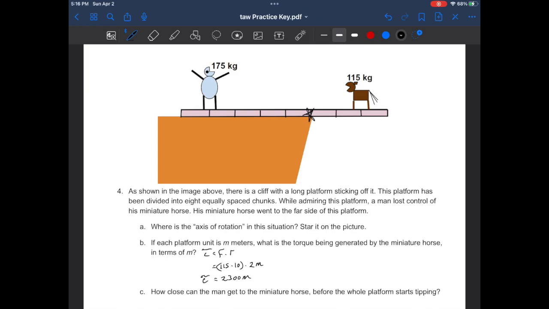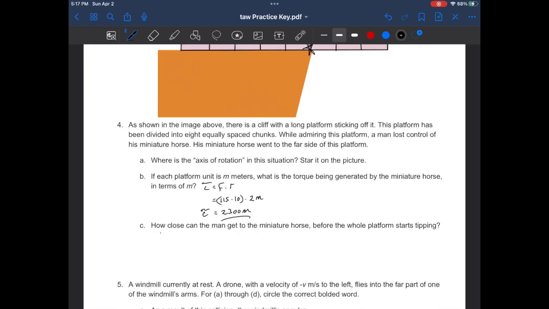How close can this man get to the miniature horse before the whole platform starts tipping? So I like this, but I don't like this. So let's just say that the miniature horse is giving it a clockwise rotation, a clockwise torque. So since it's clockwise, that's going to be a negative torque. So we're going to take our torque from the previous problem and call it negative. So negative 2,300 m for the torque. So we want to know when the man gives a positive 2,300 m for the torque, and just say any closer than that, it's going to tip, because it goes from being balanced to being imbalanced in favor of the horse's side. So let's just solve for when will the man be at a positive 2,300 m.